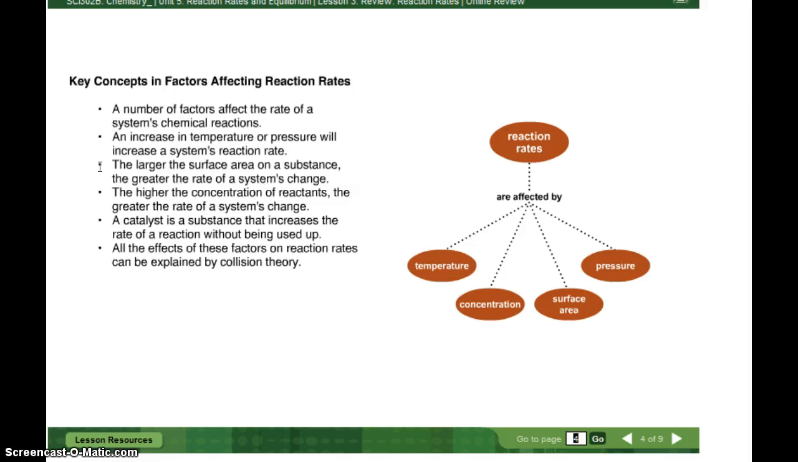So if I want more surface area, do I have bigger or smaller pieces? Smaller pieces. Same amount, smaller pieces. The higher the concentration of reactants, the greater the rate of a system's change. A catalyst is a substance that increases the rate of reaction without being used up. All the effects of these factors on reaction rates can be explained by collision theory. So remember, they have to collide in order to react.